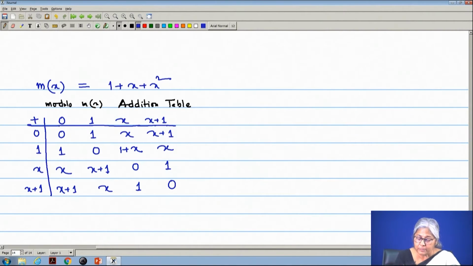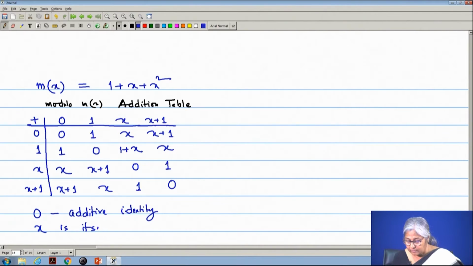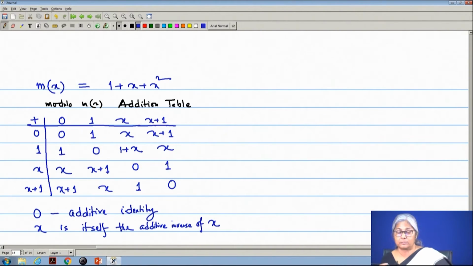Now, we see 0 plus 0 is 0, 1 plus 1 is 0, x plus x is 0, x plus 1 plus x plus 1 is 0, and 0 is the additive identity. So, 0 is the additive identity, and x is itself the additive inverse of x.